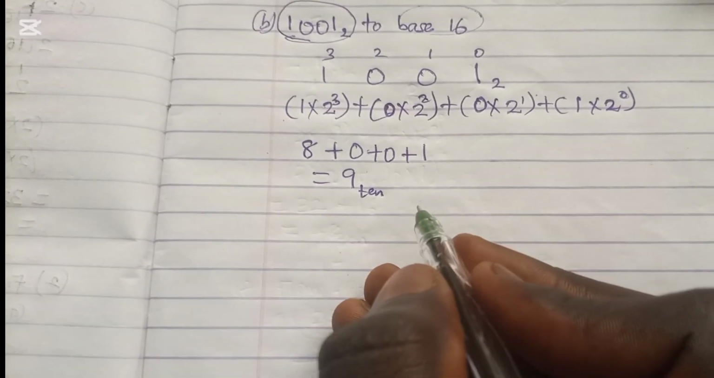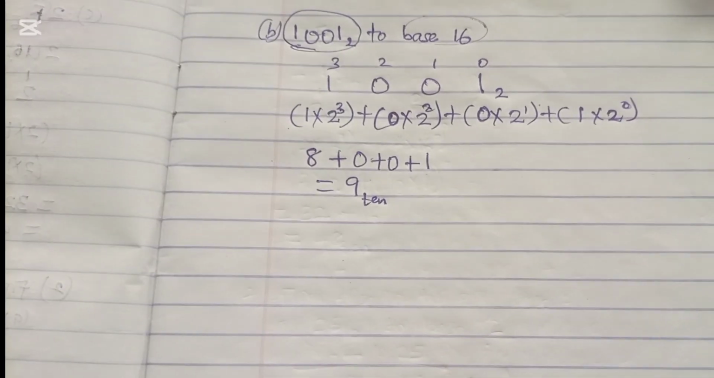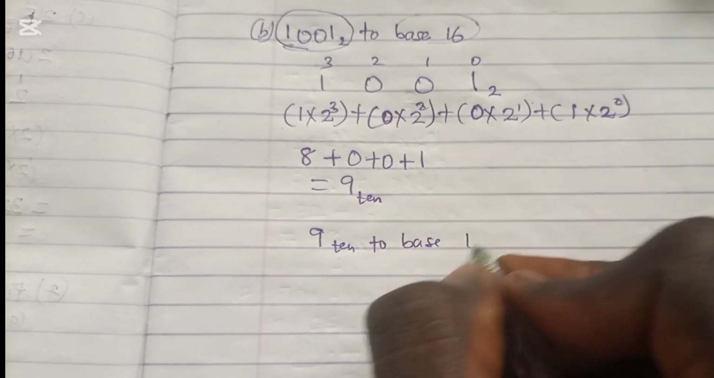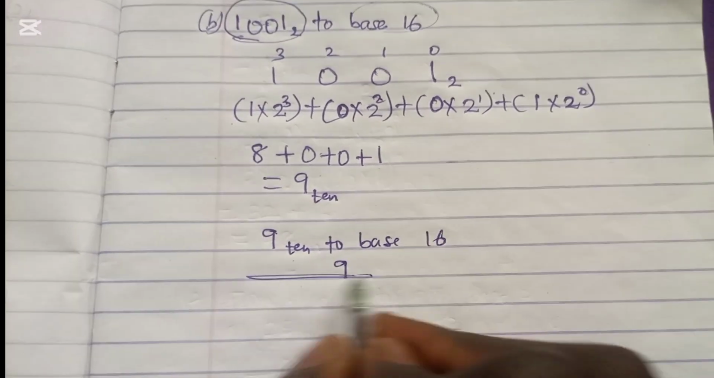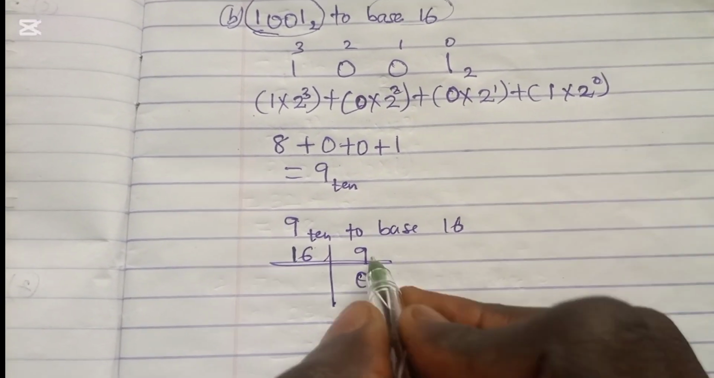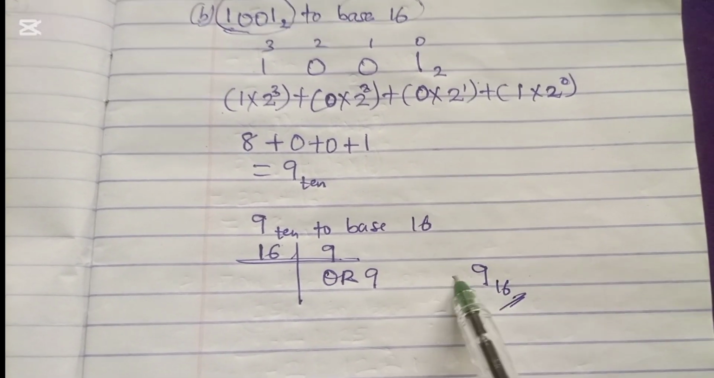Now you convert 9 base 10 to base 16. So how will you do that? You use this other method. 9 base 10 to base 16. So this is 9 and then 16. 9 cannot go in 16, so that's 0. Remember I bring the 9. So that means it will give us 9 base 16. That's the same thing as 9 base 16.